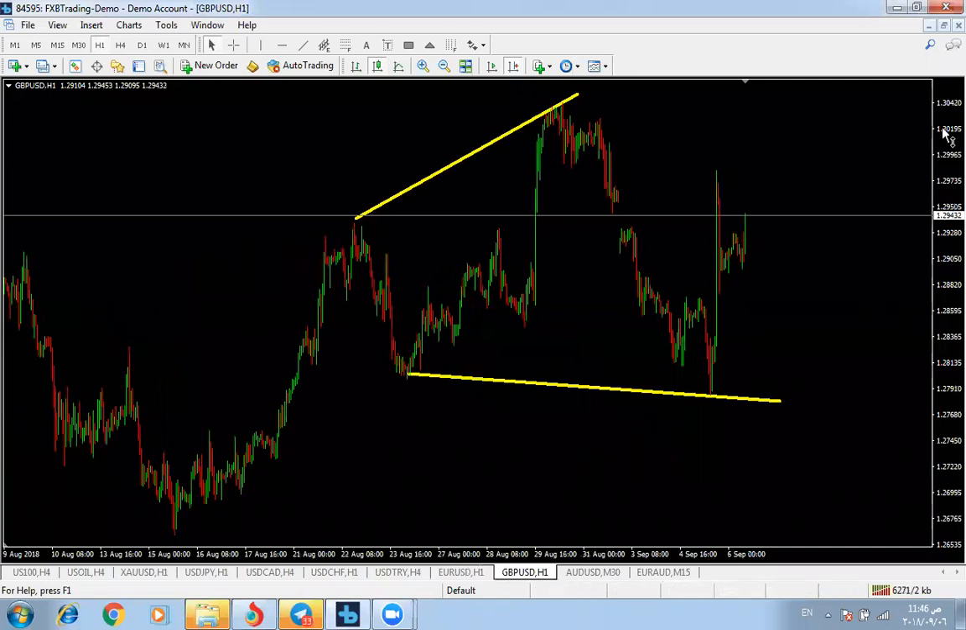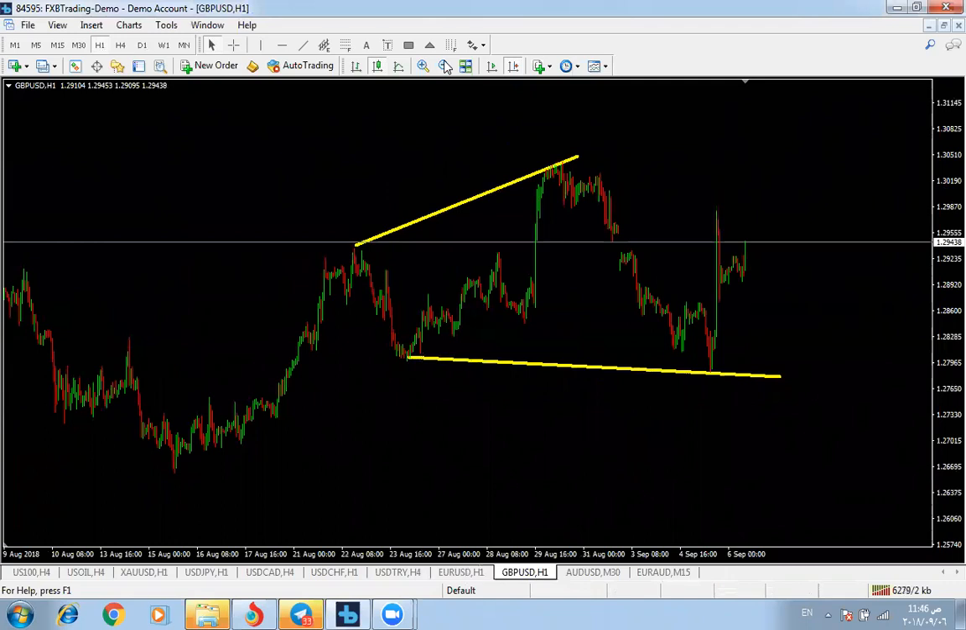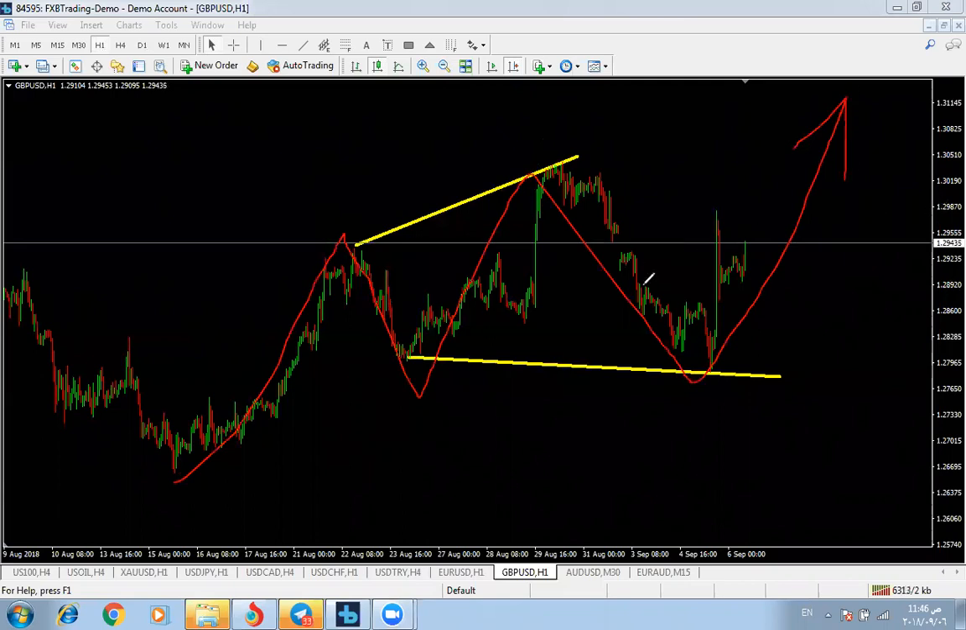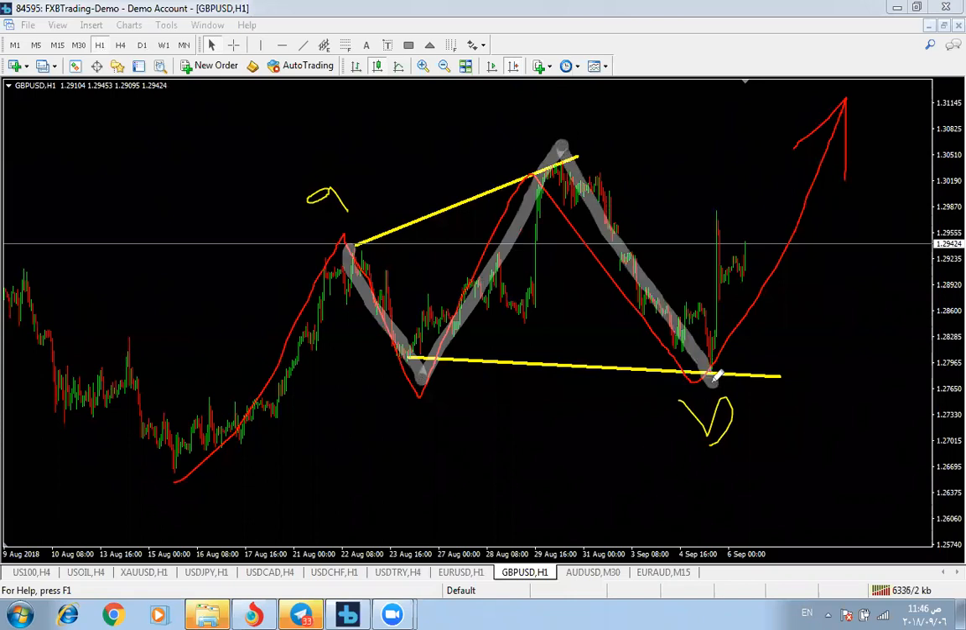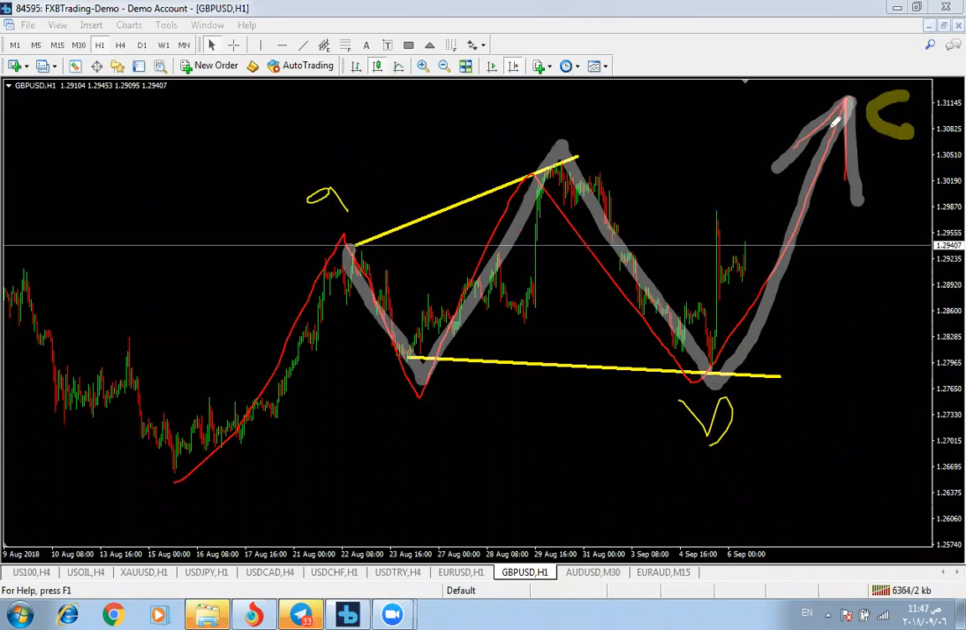About pound. Pound also has a very clear corrective structure right there. This is A, this is B, in the form of a corrective flag before we make the C wave. B wave is in the form of an expanded flat, and the price is moving to the upside, so we can long pound where wave C is equal in length to wave A.